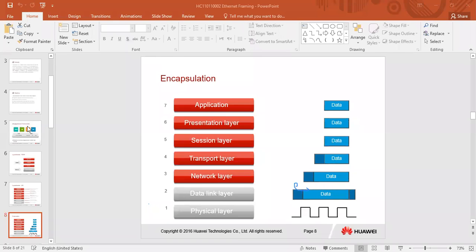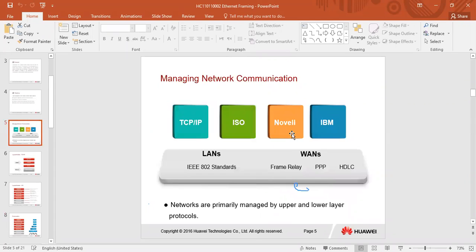Further, the next model is the Novell model. The Novell model is also a well-known local area network model, which was developed by Novell. Novell is a company that developed a model called the Novell model. In the Novell model, two protocols are used: IPX, meaning Internet Packet Exchange, and SPX, which is called Sequenced Packet Exchange. IPX is similar to IP, while SPX is similar to TCP.